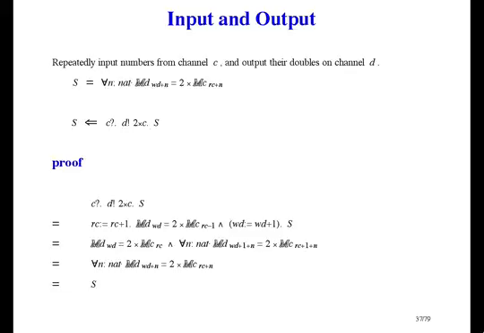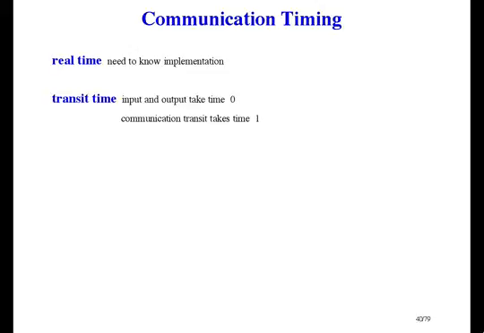So that's the proof. We need to account for the time of communications. As always, there's real time, where we need to know the implementation to know how much time to charge for the various operations. Without the implementation, there's transit time, in which input and output take no time, but communication transit takes time 1. That means after the message has been written, there's 1 time unit before it's ready to be read. It's in transit between the writer and the reader.